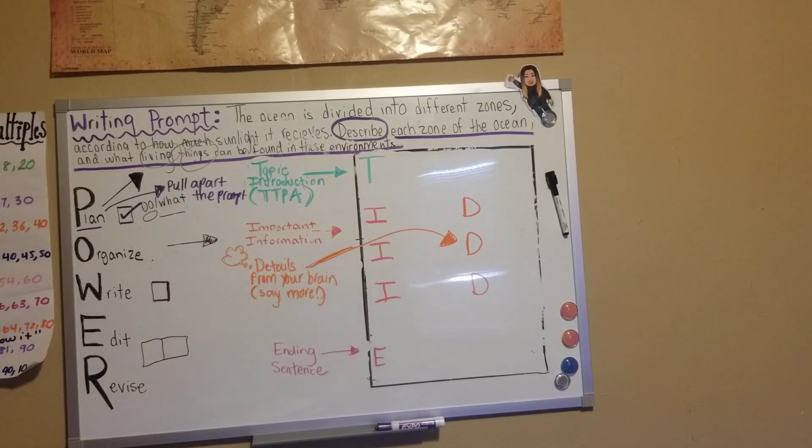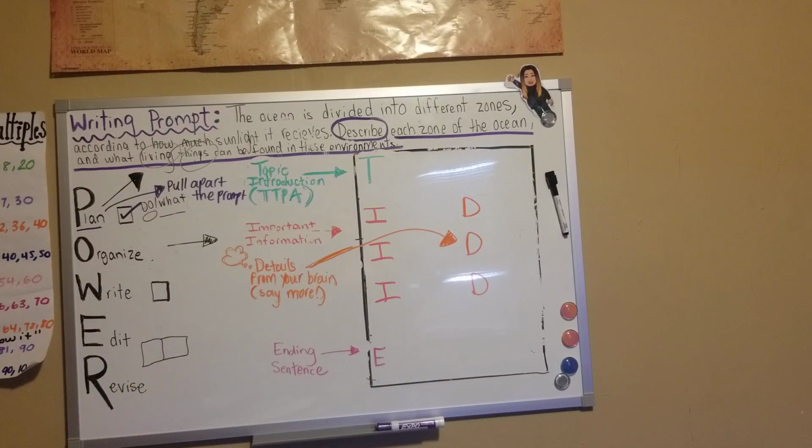If you look at the 3 I's, the 3 pieces of important information, these are going to be important pieces of information that come right from the text. Details from your brain in orange. You can see it says say more there. That means, boys and girls, you are going to say more about your important information. And then finally, E stands for ending sentence.